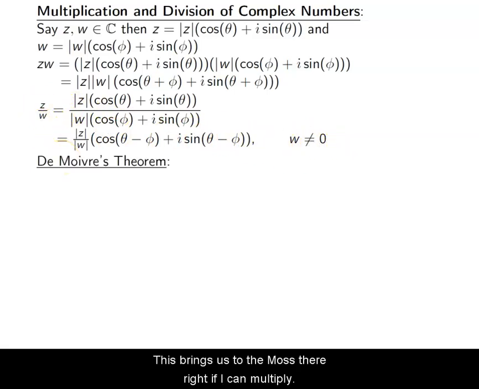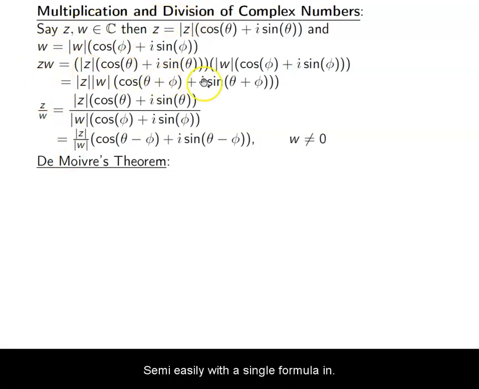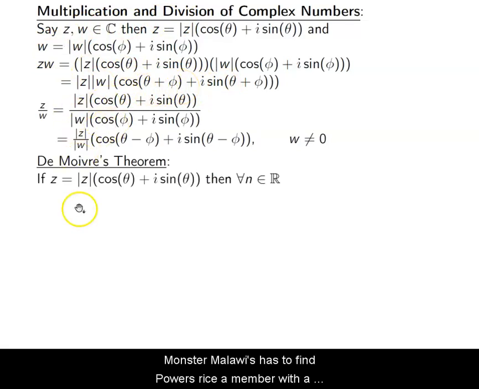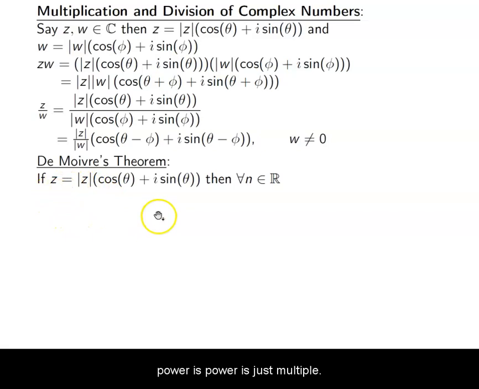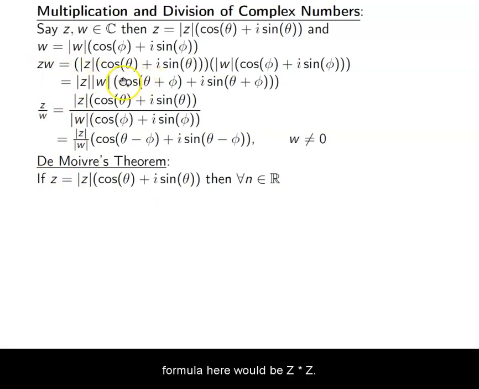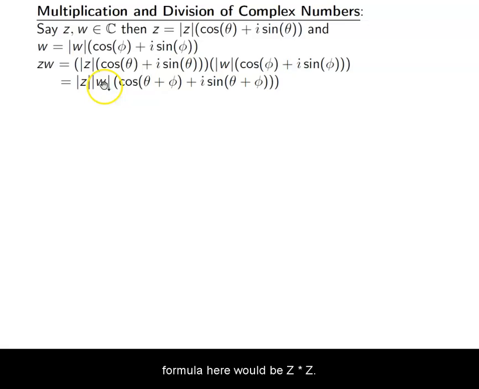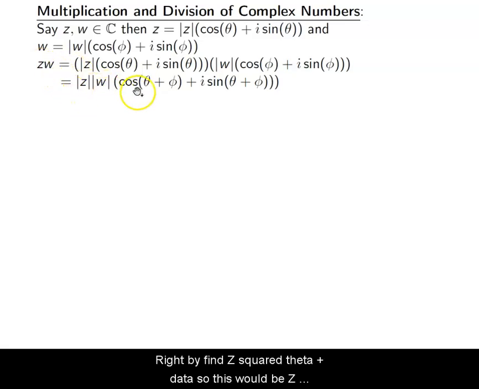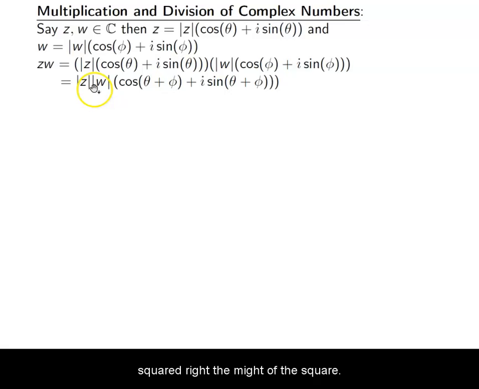Okay. So this brings us to DeMoivre's theorem, right? If I can multiply two complex values semi-easily with a single formula in the polar form, DeMoivre's theorem allows us to find powers, right? So remember what a power is. A power is just multiple products of the same value, right? So instead of z times w, we would have z times z. So then this formula here would be z times z, right? If I find z squared, this would be theta plus theta. So this would be z squared, right?